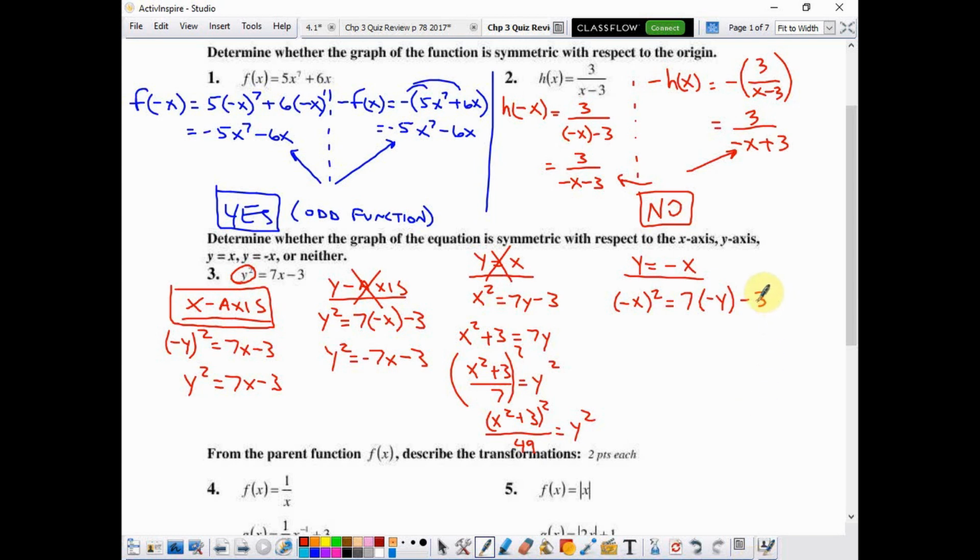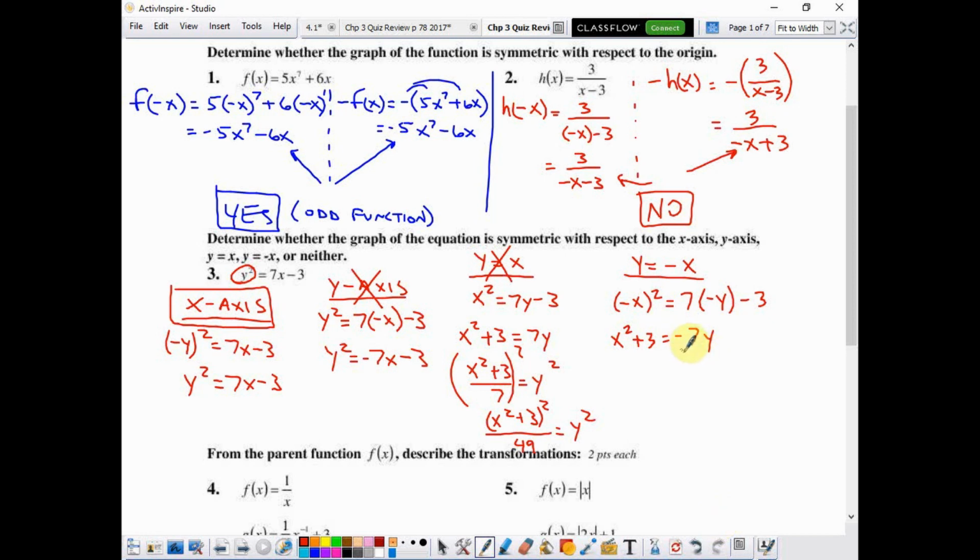I'm going to go ahead and add that 3 over, but when I do that, I'm going to simplify this also. Negative x squared is the same as positive x squared. I'm going to add that 3. And this is an odd power. That negative is not going to go away, so this side is left with a negative 7y.